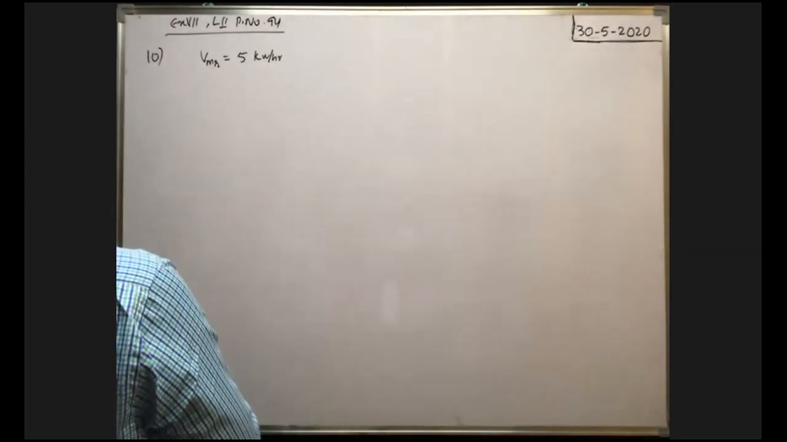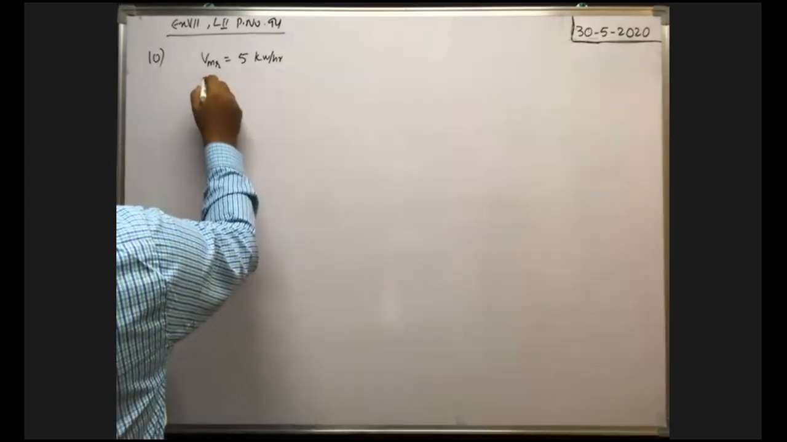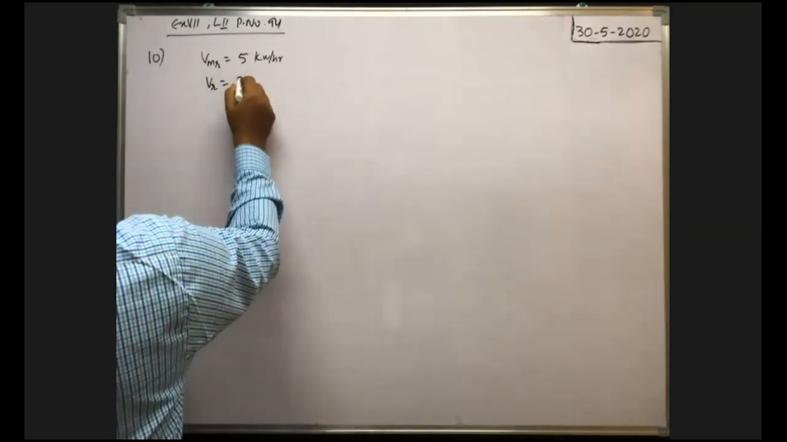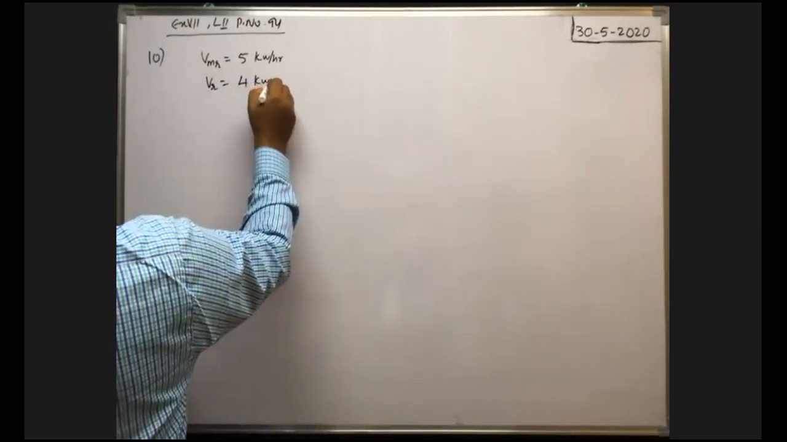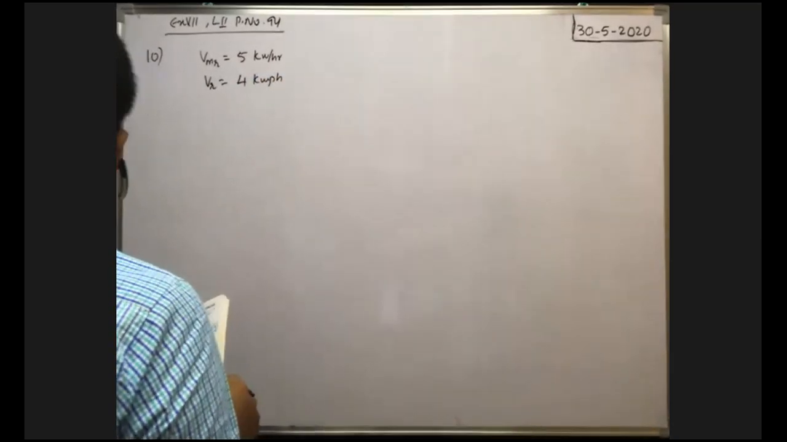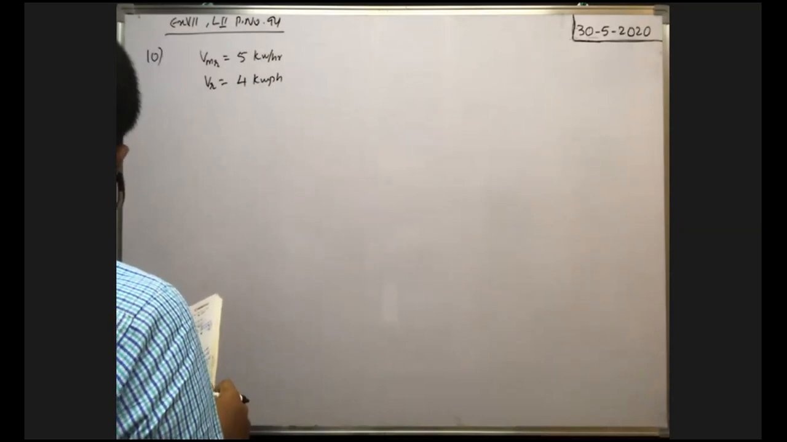He enters a river 200 meters wide having a river flow of 4 km per hour. That means the speed of the water in the river is 4 km per hour, kmph or kilometer per hour. We can write either way. At a point A he proceeds to swim at an angle of 127 degrees with the river flow direction.